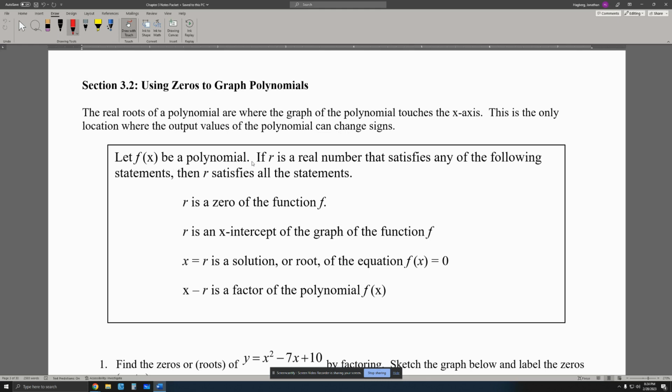Let f of x be a polynomial. If r is a real number that satisfies any of these following four statements, then r satisfies all of the statements. The statements are that r is a zero of the function f, r is an x-intercept on the graph of function f, x equals r is a solution or a root of the equation f of x equals 0, and x minus r is a factor of the polynomial f of x.